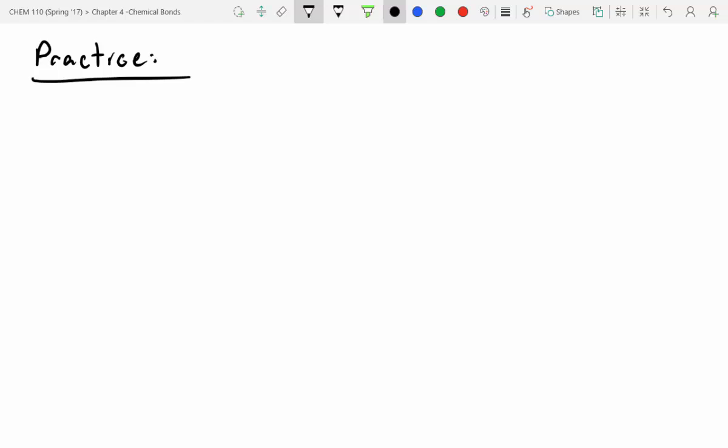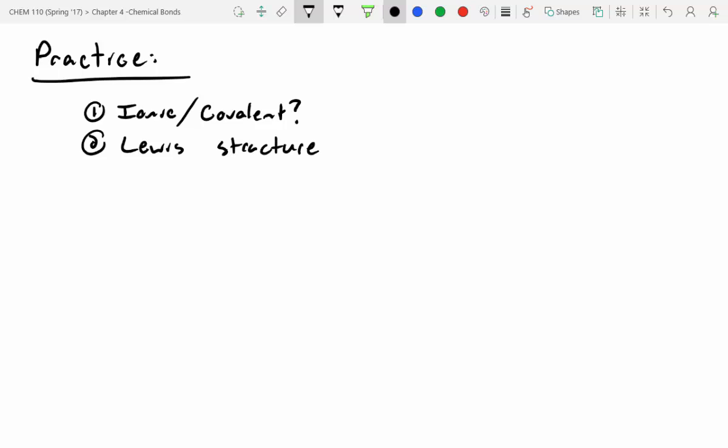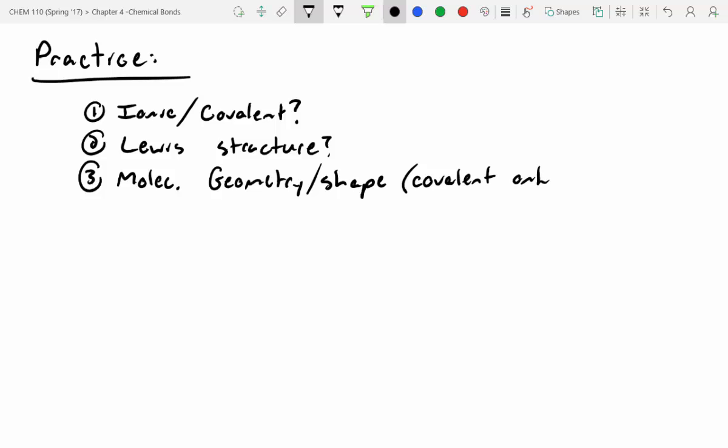All right, so the first thing I want you guys to do is determine if it's ionic or covalent. Two is draw the Lewis structure. Three, determine the molecular geometry or shape. And this is for covalent only. We'll not do that for ionic. And then four, we'll do the name.